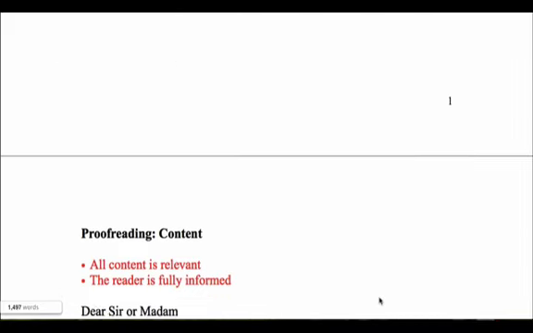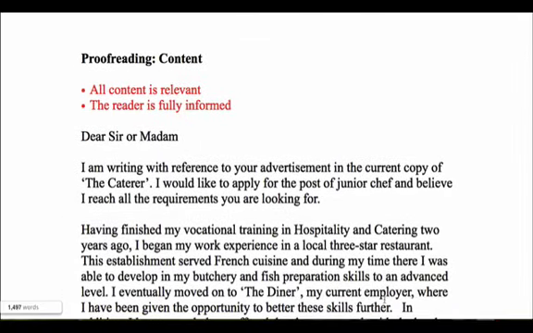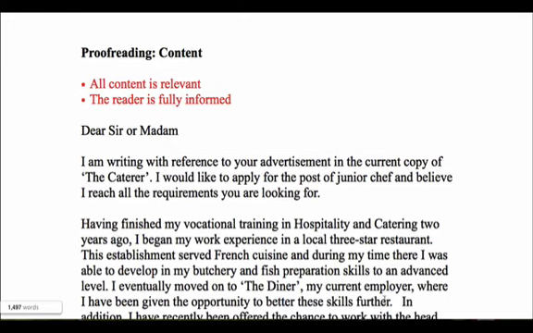Okay, content. This is the first of the assessment criteria we're going to look at. Now what does it mean? What does the examiner look for when he or she is assessing your work for content? Well, essentially, they're looking for 2 things. First of all, they want to know that all the content that you've included in your letter is relevant. That means you haven't included anything in the letter that shouldn't be there, that is irrelevant. And secondly, the examiner will want to know that the reader is fully informed. That means the reader would have all the information they need from your letter in order to make an informed decision.